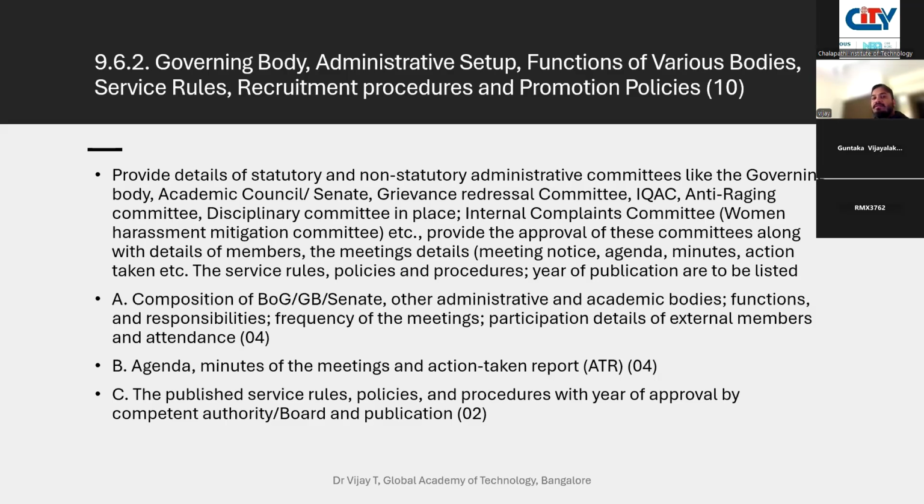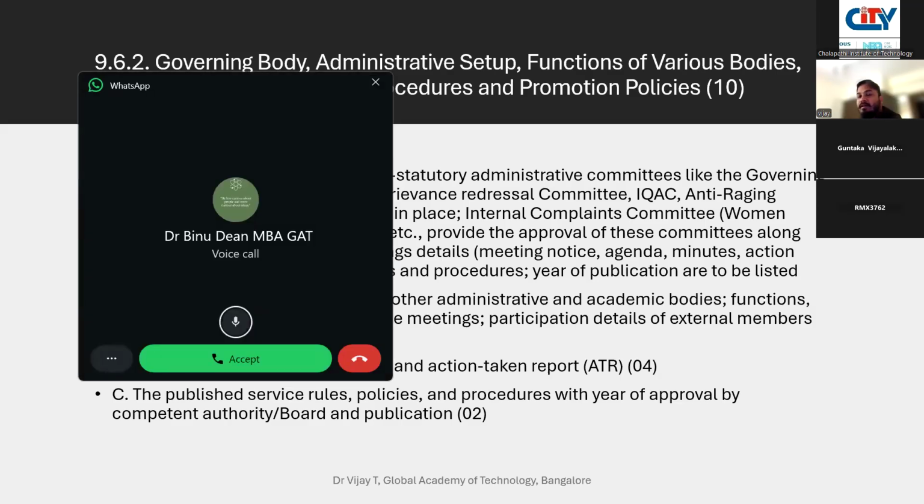If it is an autonomous institution, we will have it. So you need to have a complete file, systems, meetings, minutes, everything of the governing council, then administrative setup, functions of various bodies, service rules, recruitment procedure, and promotion policy. So HR has to maintain all these things.